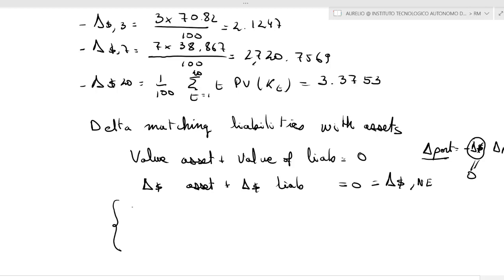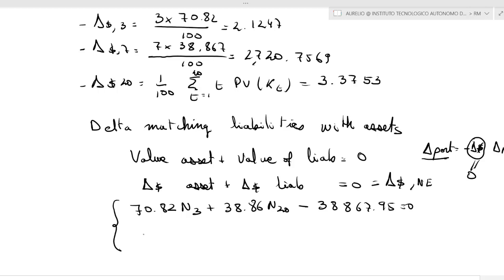So basically here I'm going to get 70.82. This is my 3-year bond. So how many of these do I need? Plus 38.86 times N20. This is how many units of the 20-year bond do I need? Minus, and here I need a minus because this is a liability, 38,867.95 equals 0.